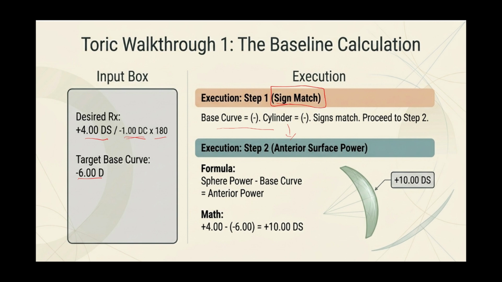So how do we calculate the anterior surface power? The total power, that is the prescribed power, is +4, and we have to subtract our base curve from that. So what is the base curve? It is -6. Being algebraic subtraction, minus of -6 gives us +10 diopters. So as per our math, the anterior surface power has to be +10 diopters.